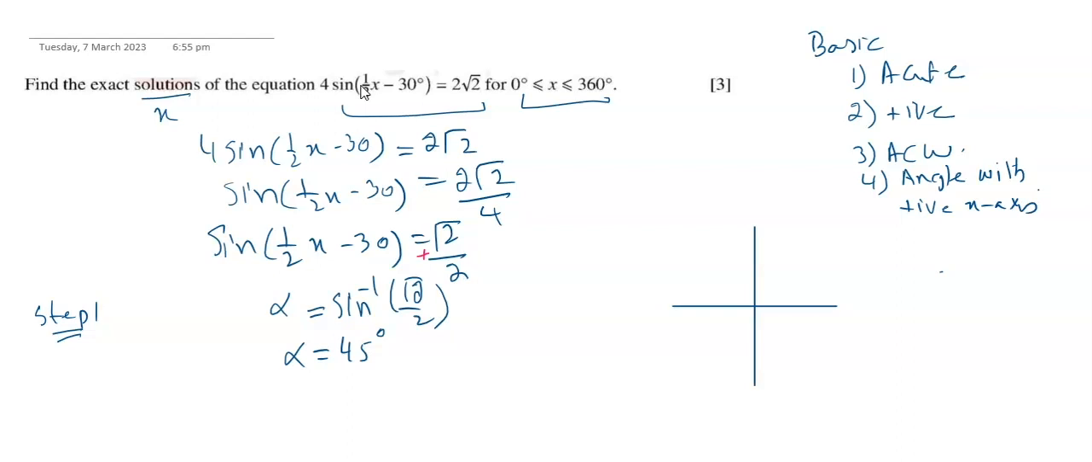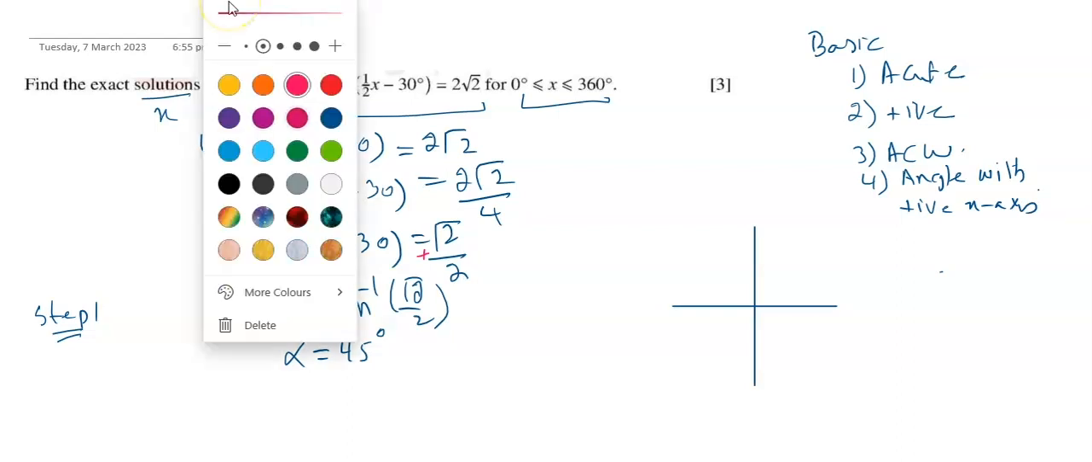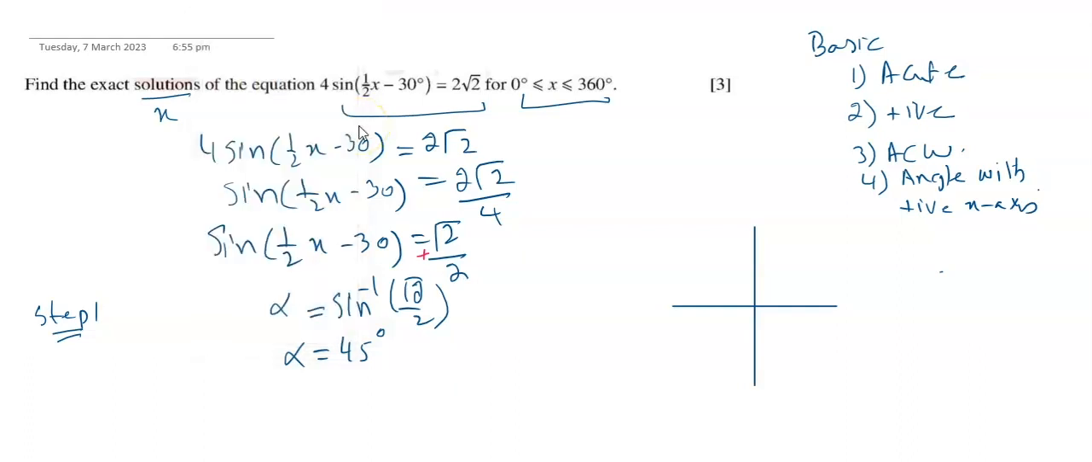Now we need to find the angle for which sine is positive and the basic angle is 45 degrees. When sine is positive, we need to find the quadrants in which sine is positive. We already know that all trigonometric functions are positive in the first quadrant. In the second quadrant we have sine positive. In the third quadrant we have tan positive, and in the fourth, cosine positive. So ASTC is our standard format through which we can see which trigonometric function is positive in each quadrant.